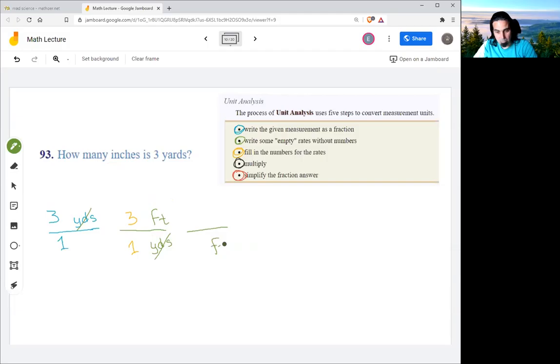You got to put feet on the bottom. Mm-hmm. And can I go from feet to the inches I want? Yes, there's 12 inches in 1 foot.